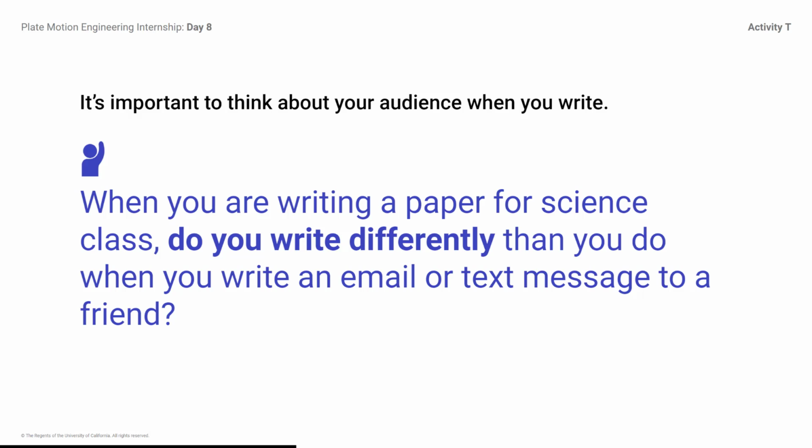When you're writing a paper for science class, do you write differently than you do when you write an email or text message to a friend? Writing must be adjusted to address each type of audience appropriately and effectively. In your proposal, you need to convince your audience that you've considered research, evidence, and feedback in your optimal design.